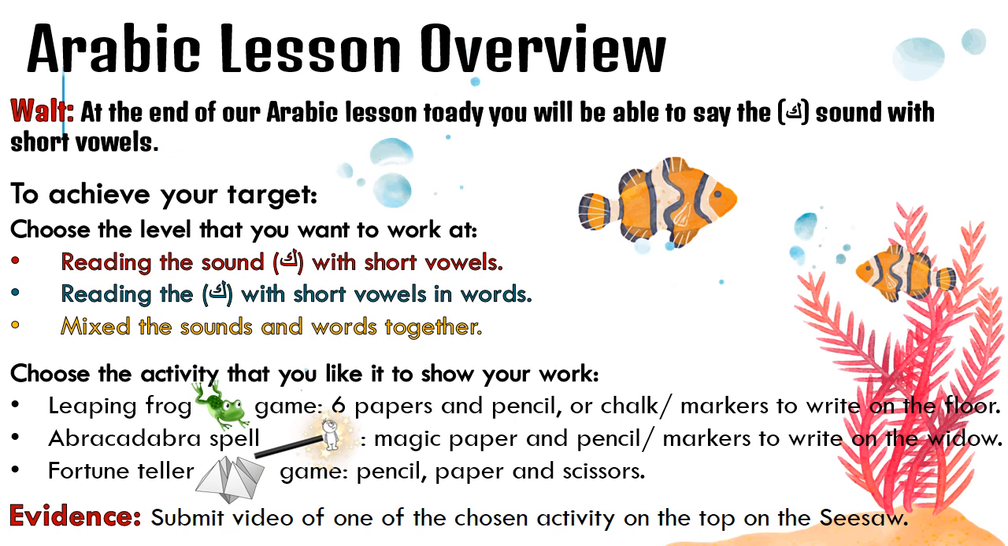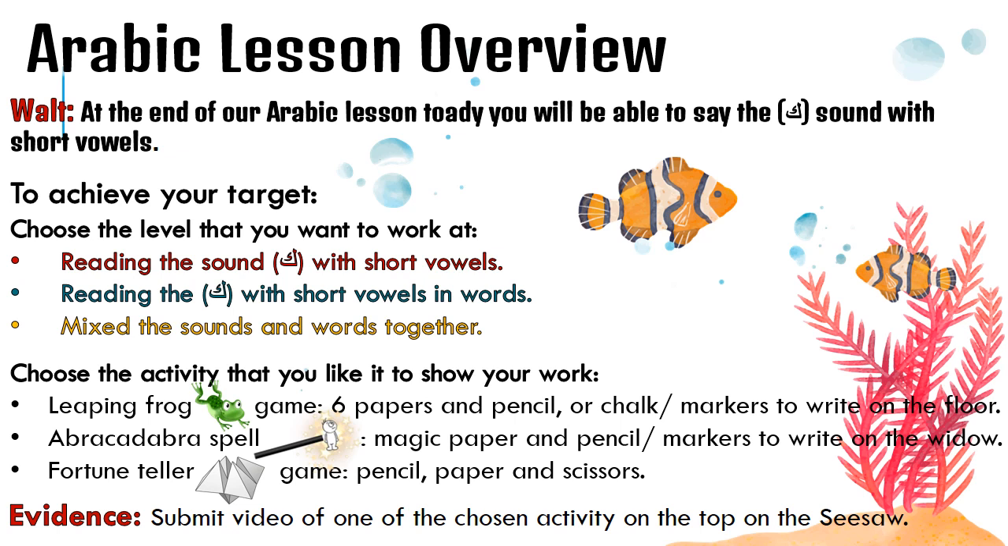To achieve your target, choose the level that you want to work at. Are you going to read the K sound with short vowels only? Or are you going to read the K sound with short vowels but in words? Or maybe you choose to mix the sounds and words together. When you achieve one of the activities from the list below, the next step is to choose the activity that you like to show your work.